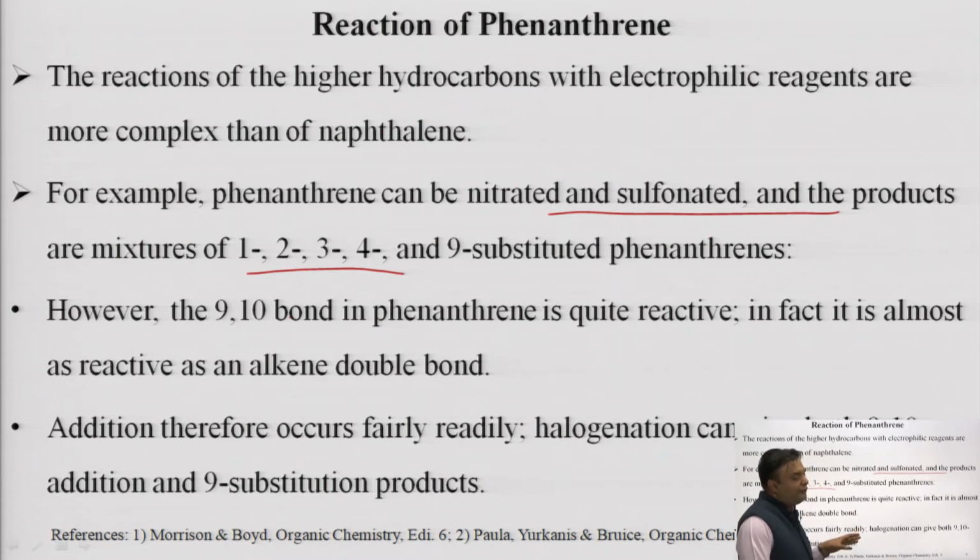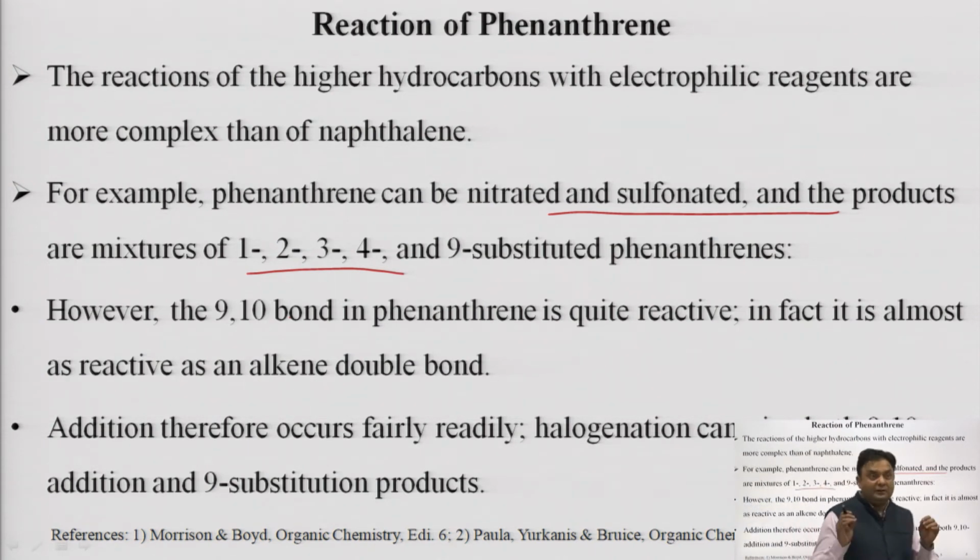Out of those 5 types of substitution in phenanthrene, the major product will be the one with more stability. However, the 9,10 bond in phenanthrene is quite reactive. In fact, it is almost as reactive as an alkene double bond, so addition therefore occurs fairly readily. Halogenation can give both 9,10 addition and 9-substituted product. If we go for the electrophilic substitution reaction mechanism, then we get the 9-substituted product.